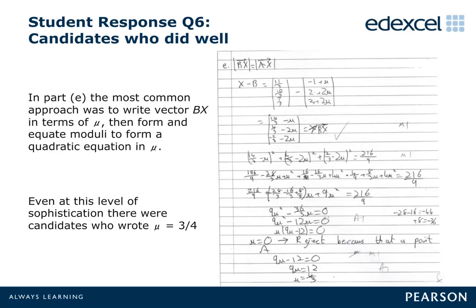In Part E, the most common approach was to write vector BX in terms of mu, then form and equate moduli to form a quadratic equation in mu. However, even at this level of sophistication, there were candidates who wrote mu equals 3/4, and such careless errors were not that unusual.